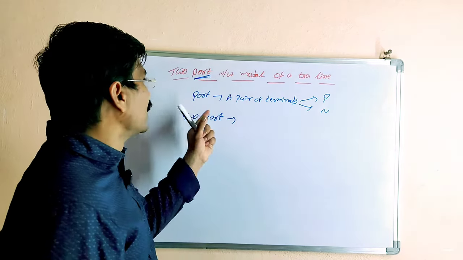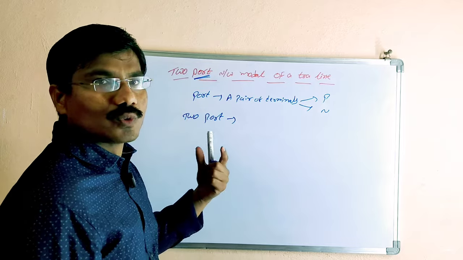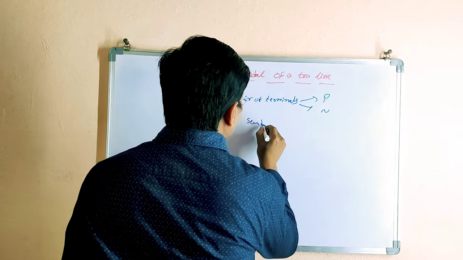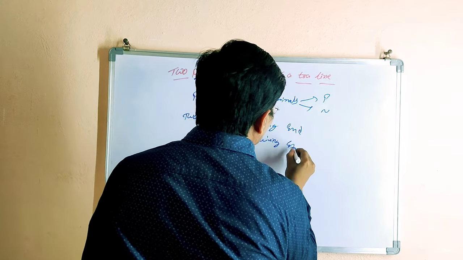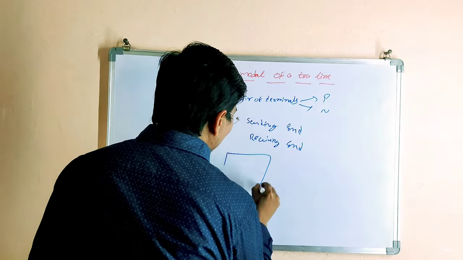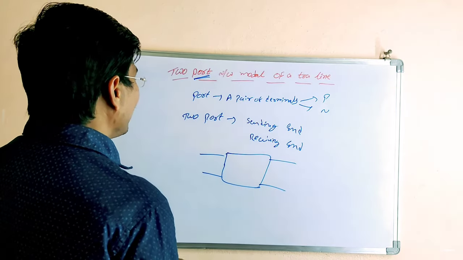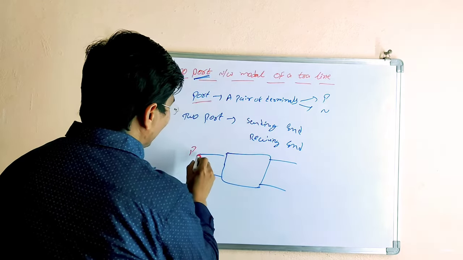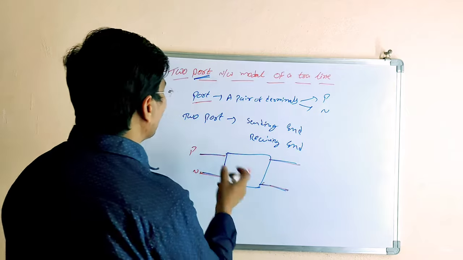Two port means double port: one port is a pair of terminals, phase and neutral. Two port means the sending side and the receiving side, the sending end and the receiving end. For example, this is the port, phase and neutral. Port is nothing but a pair of terminals. This is one port, and two ports is called two port.